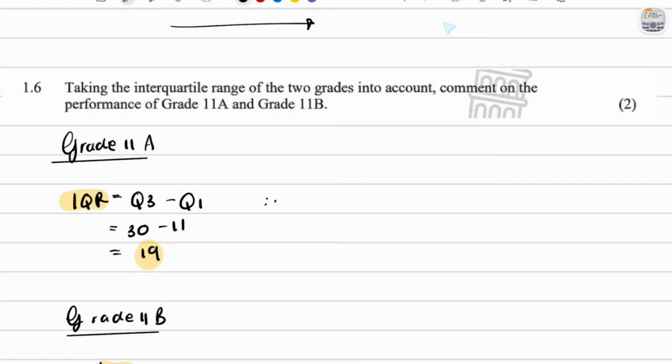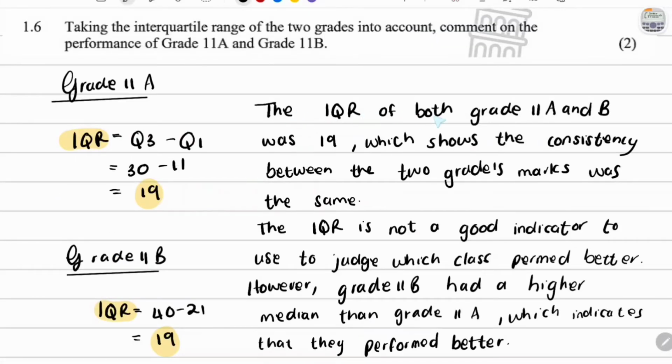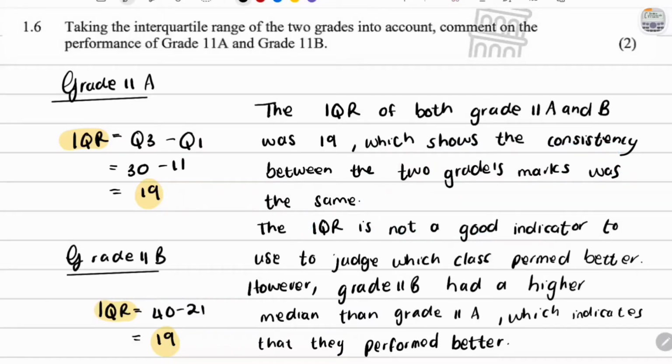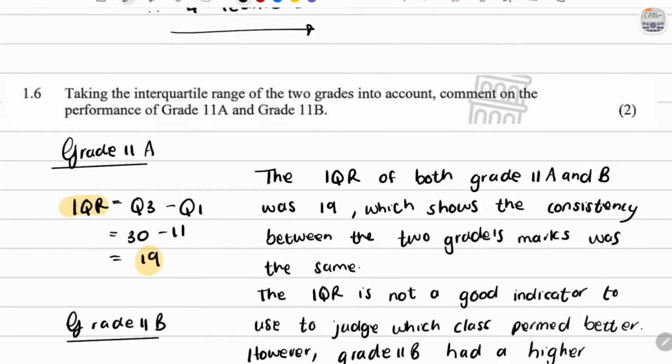median was 21. Okay, so I just said the IQR of both grade 11A and B was 19, which shows the consistency between the two grades was the same. The IQR is not a good indicator to use to judge which class performed better. However, grade 11B had a higher median than grade 11A, which indicates that they performed better. Okay, so that is it for 1.6.